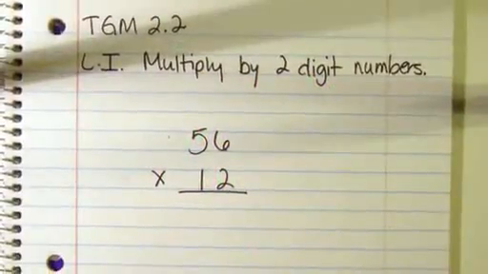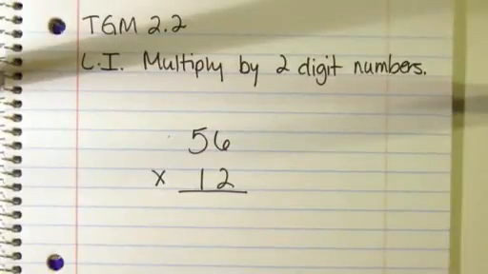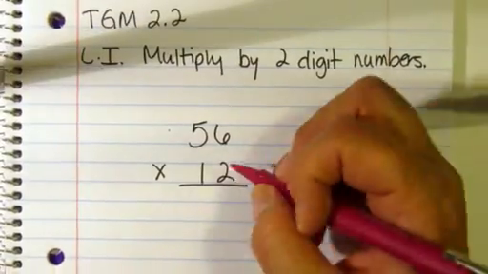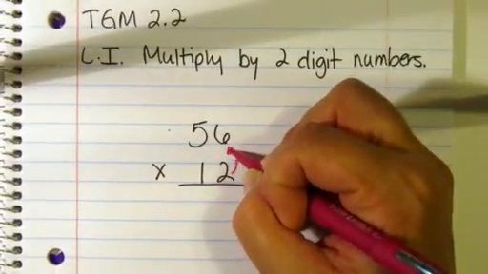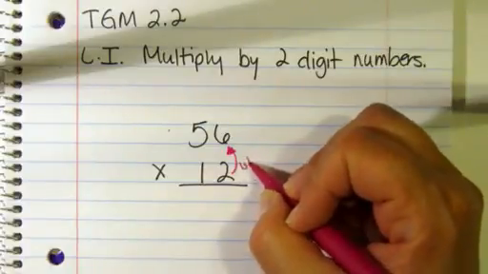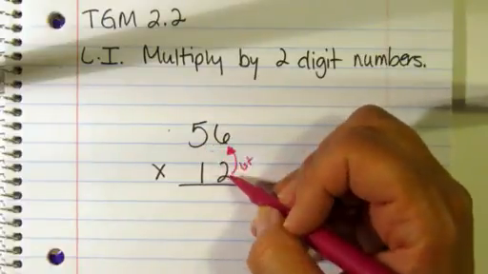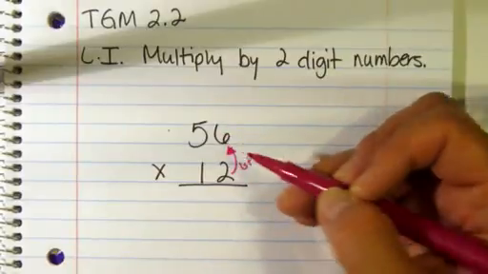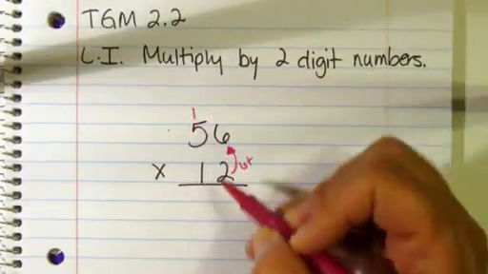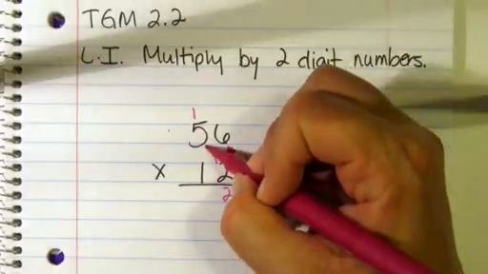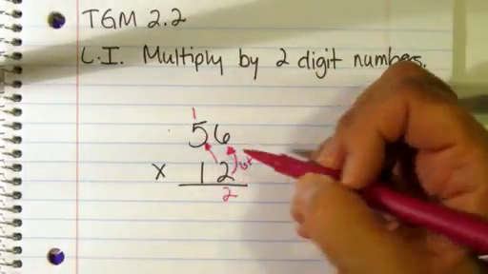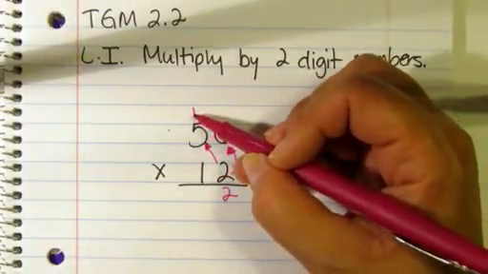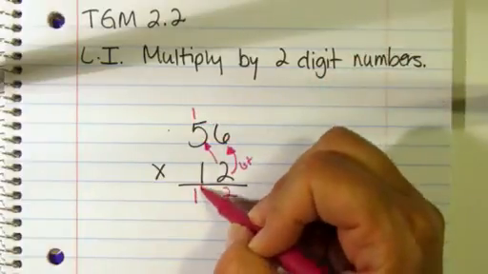Think Through Math 2.2 Learning Intention: multiply by two-digit numbers. So we're going to start here with our two sets of two-digit numbers. The first one to get a turn is the 2, and 2 gets a turn with every number at the top. The 2 goes first. Multiply the 2 with the 6 first, and 2 times 6 is 12. And then the 2 is going to be multiplied by the 5. 2 times 5 is 10, plus 1 is 11.